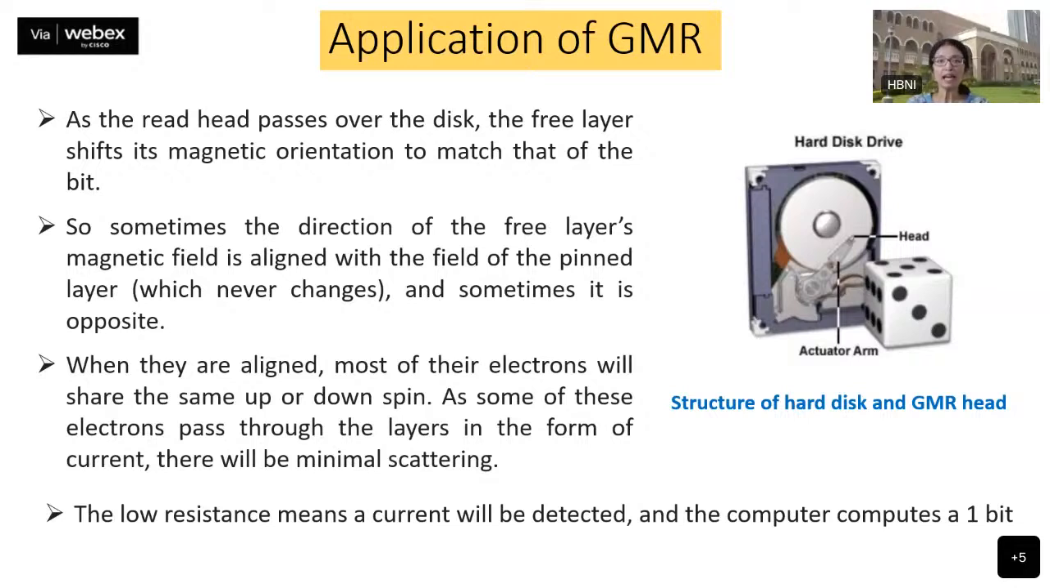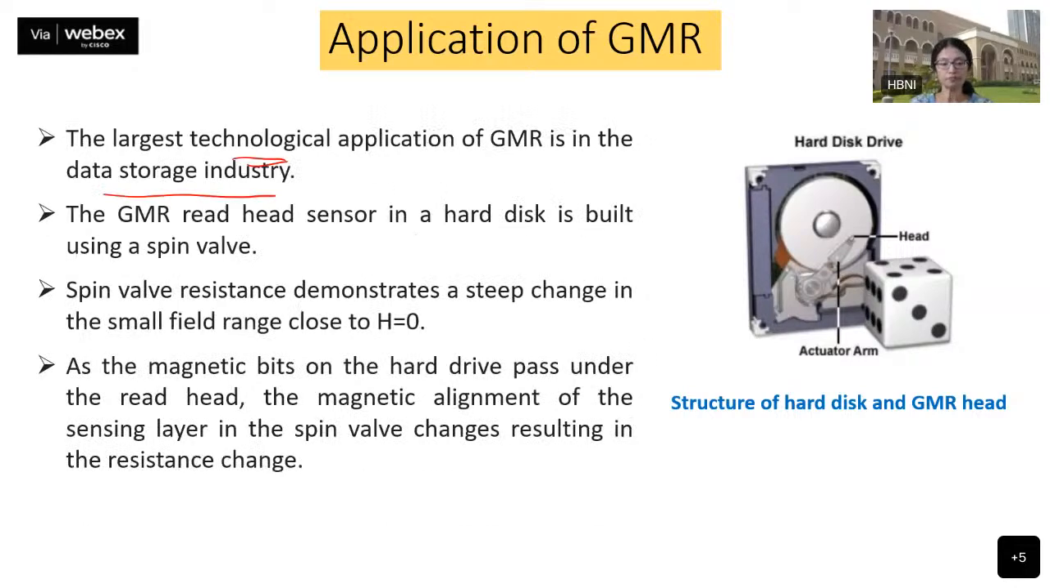So when they are aligned, most of the electrons will share the same up or down spin. As some of these electrons pass through the layers in the form of current, there is going to be minimum scattering. The low resistance means that a current is going to be detected, and the computer is going to give you that kind of a reading. So this is basically how the application of GMR works in a GMR read head sensor.